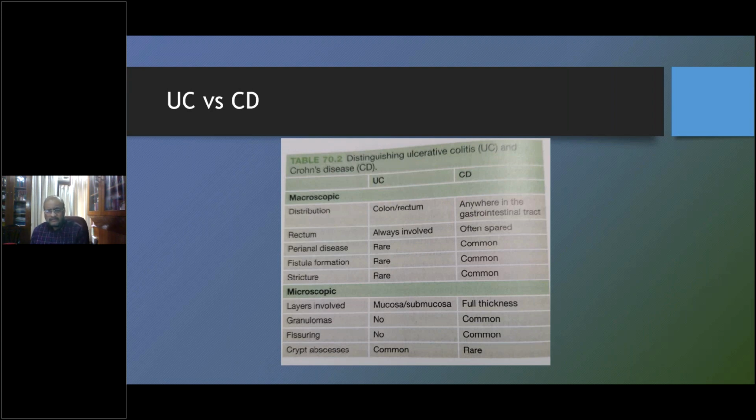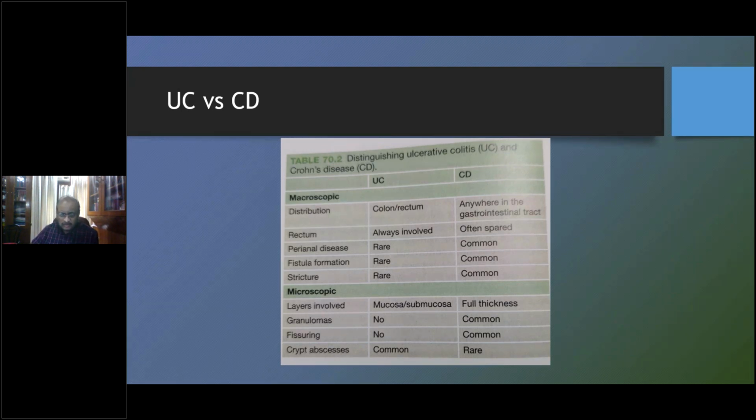Now, just my word about what is the difference between ulcerative colitis and Crohn's disease. You can look this up. I said earlier, distribution: colon and rectum. Crohn's disease is basically anywhere in the gastrointestinal tract. Rectum is always involved in UC; in CD, often spared. Perianal disease is never found in ulcerative colitis, very common in CD. Fistula, very common. Stricture, very common. So all these are very common features of CD. They are very, very rare occurrences in ulcerative colitis.